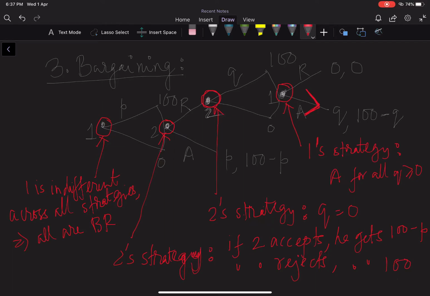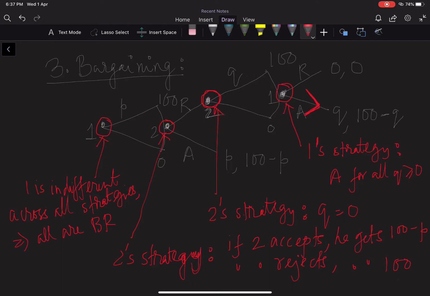The point of this exercise is that by allowing player 2 to counter offer, you completely change the power dynamics of the game, right? Remember, in the ultimatum game, the first player was keeping almost everything for himself, right? P was equal to 100. Basically the payoff was P, which was equal to 100, and 2's payoff was 0. Now by allowing 2 to counter offer, you completely turn the tables. Now you see by backward induction that 2 is going to get all the payoff and 1 will not.